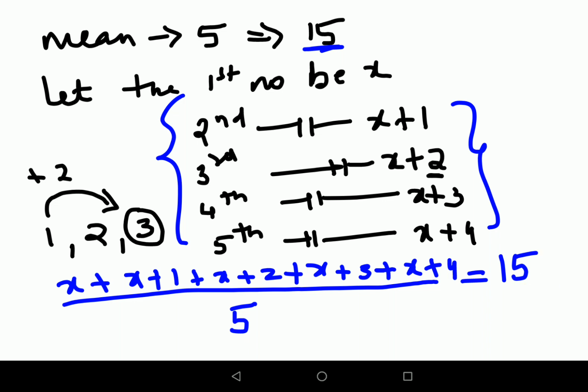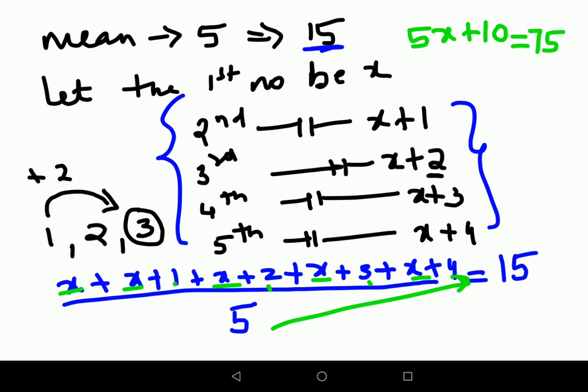15. Okay. So now let's see how many x's are there. We have 1, 2, 3, 4 and 5. So I can say 5x plus how many digits are there? 1 plus 2, that gets you 3. 3 plus 3 gets you 6. 6 plus 4 gets you 10. So we'll do 10. And this 5 will get multiplied to 15 on this side. So it will become equal to 75.